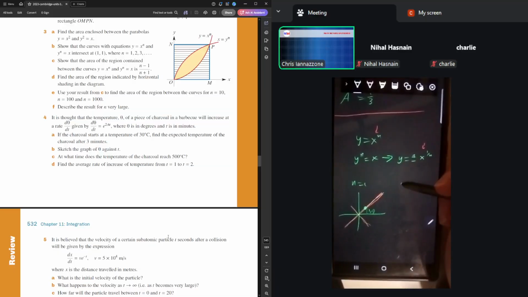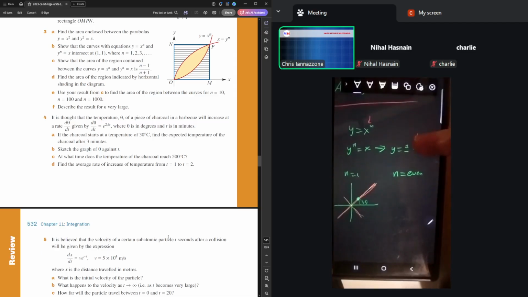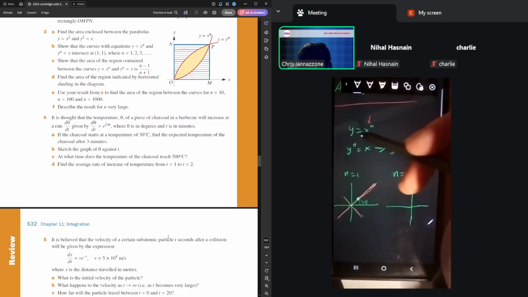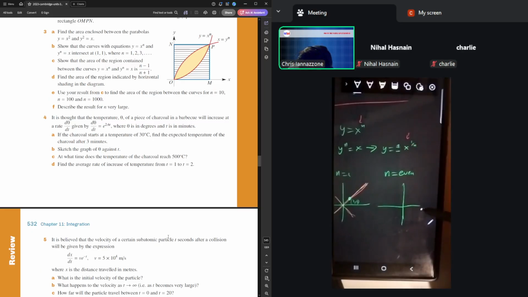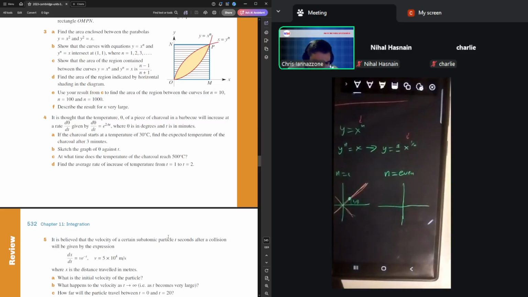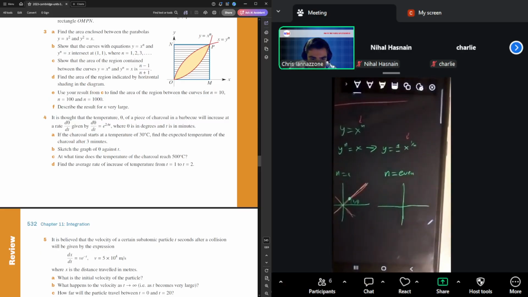More importantly, they were looking for us to explore the other two options, which is n being even and n being odd. If n is even, the graph of y equals x to the power of n is going to have a very particular shape. Can anyone tell me what type of shape x to the power of n would be if n has to be an even number?